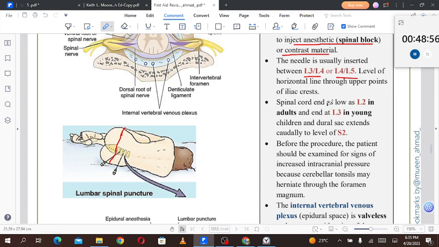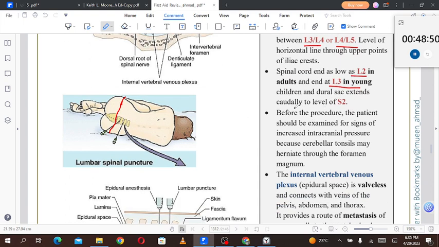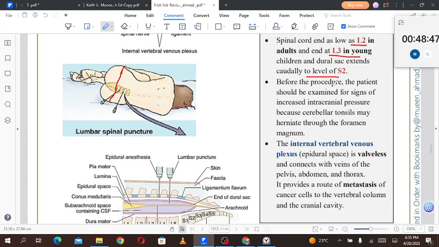The spinal cord ends as low as L2 in adults and at L3 in young children, and the dural sac extends caudally to the level of S2. Before the procedure, the patient should be examined for signs of increased intracranial pressure because cerebellar tonsils may herniate through the foramen magnum. Firstly we have to check if there is increased intracranial pressure or not.